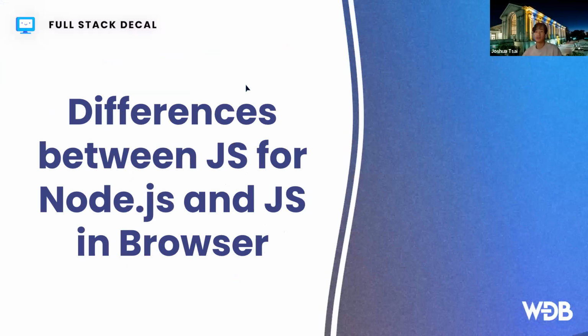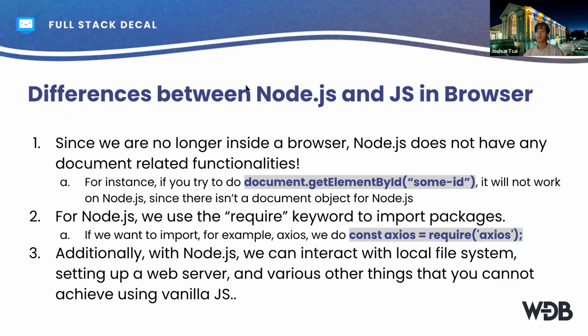Okay, so there are several differences between JavaScript for Node.js and the JavaScript that we've seen before, which we have used in the browser. The first one is that since we're no longer using JavaScript inside the browser, Node.js does not have any document-related functionalities. So if you remember the function called document.getElementById, this will not work on Node.js because there is no document object for Node.js.